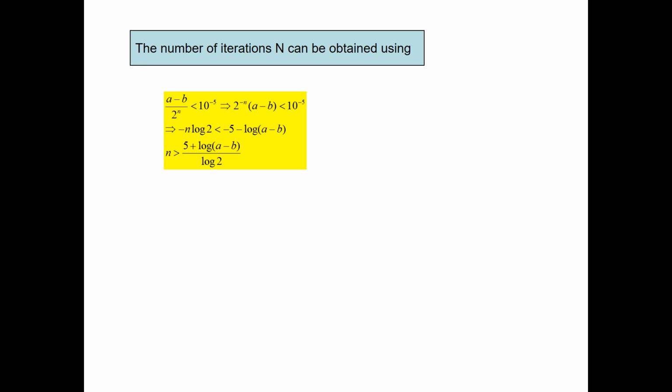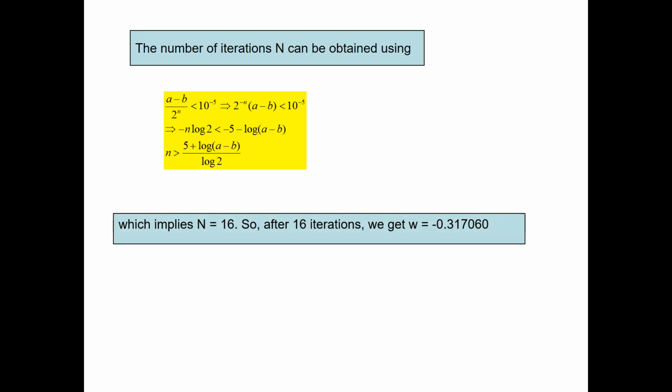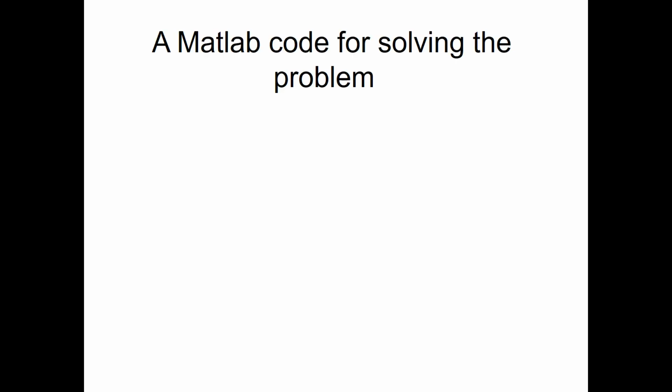Calculating this inequality, we have n, the number of iterations, equals 16. So after 16 iterations, we will have the solution for w, or omega, minus 0.317060. Now I will provide a Matlab code for solving the last problem.